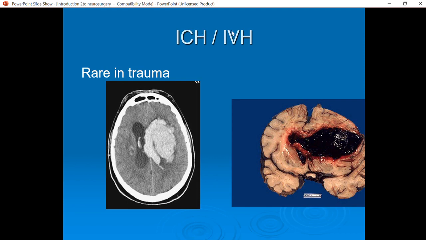Intracerebral hematoma and intraventricular hematoma in head injury is rare, and when it is present, it indicates a very severe injury. Most of these cases, they die or remain vegetative, unconscious for the rest of their life.